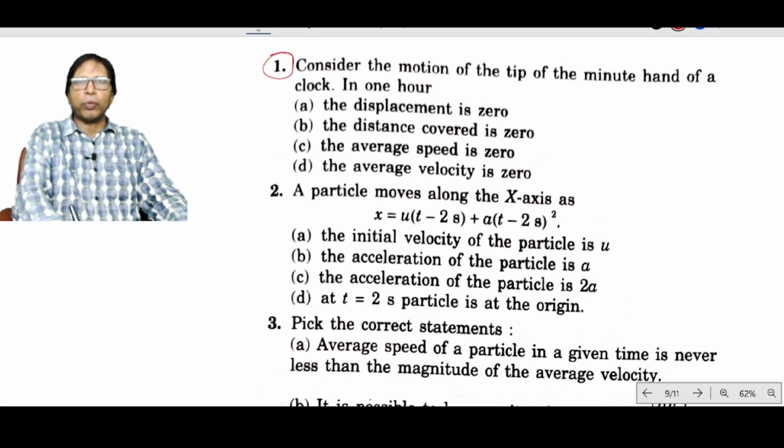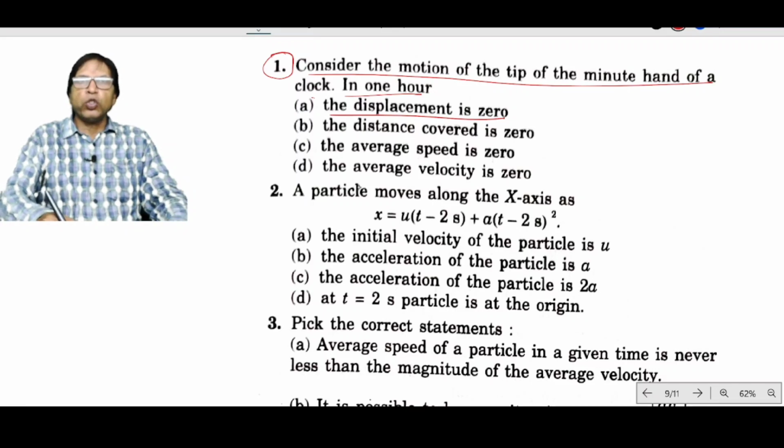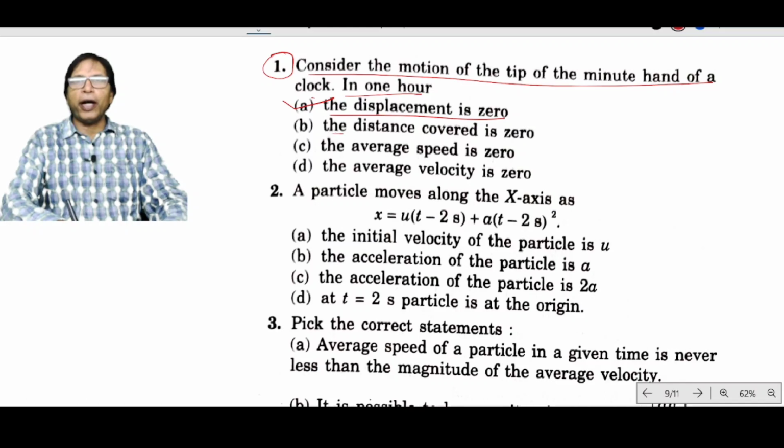This is a multiple correct option question. Consider the motion of the tip of a minute hand of a clock in 1 hour. Its displacement is 0. Yes, the initial and final position of the tip of the minute hand in 1 hour is the same, so its displacement is 0. It is the correct option. The distance covered is 0? No, distance is not 0. The average speed is 0? No. The average velocity is 0. As displacement is 0, the average velocity is also 0. Therefore, A and D are correct.